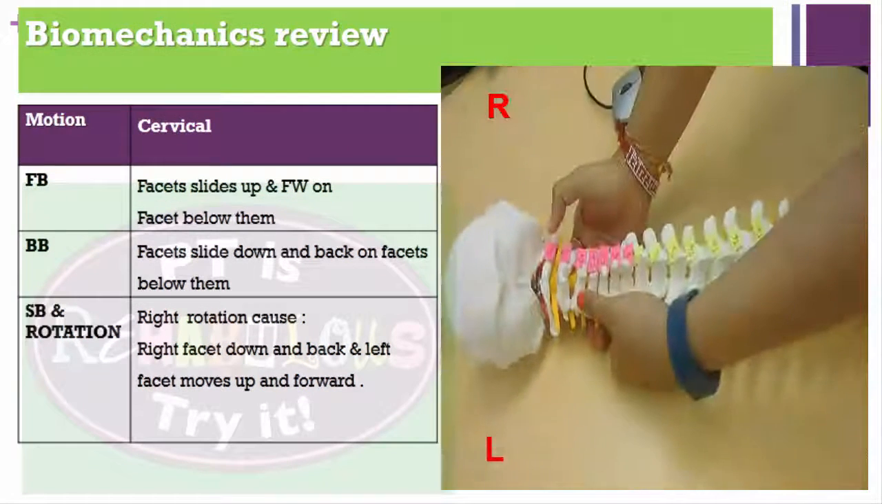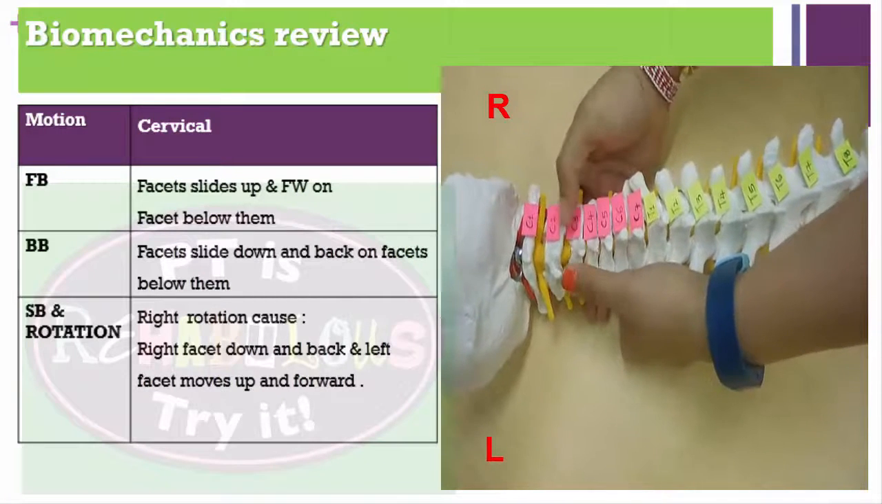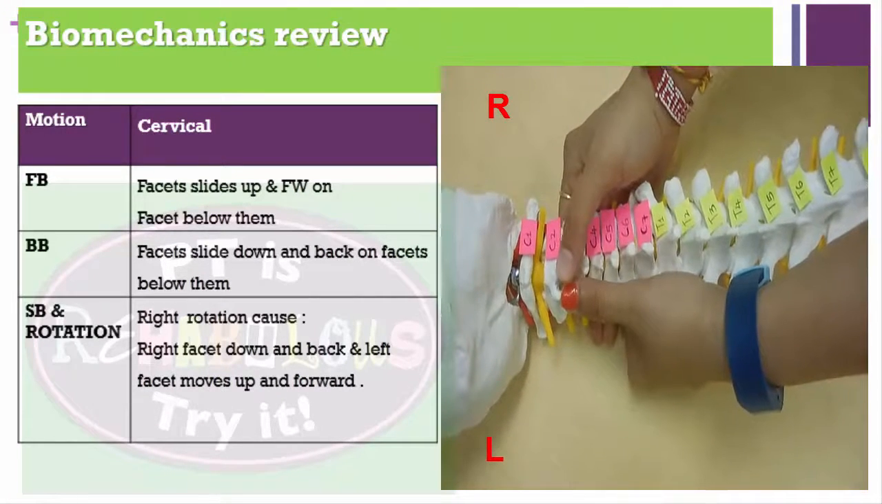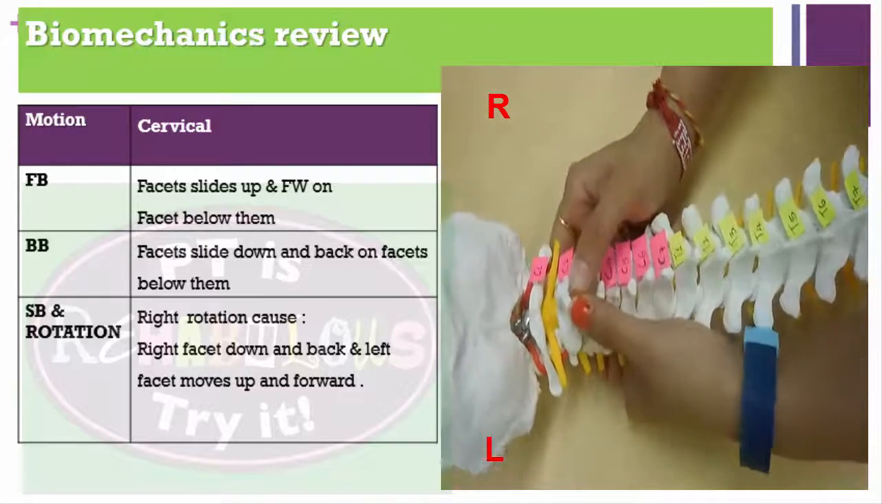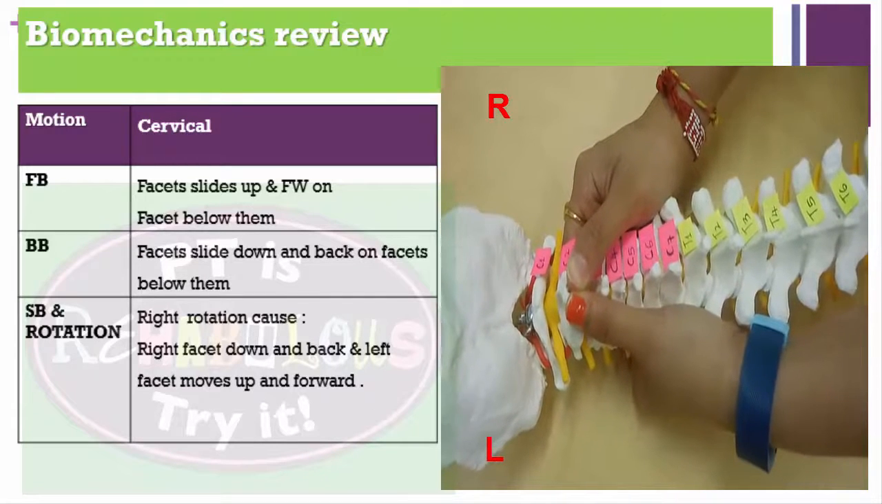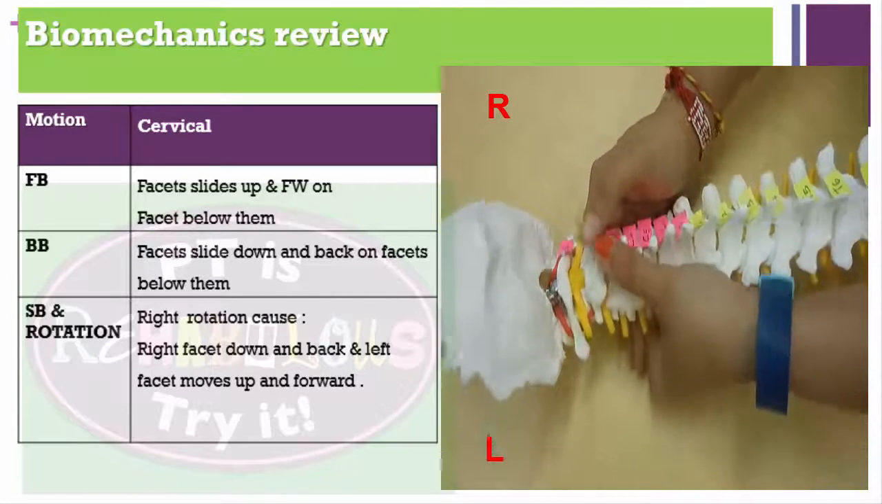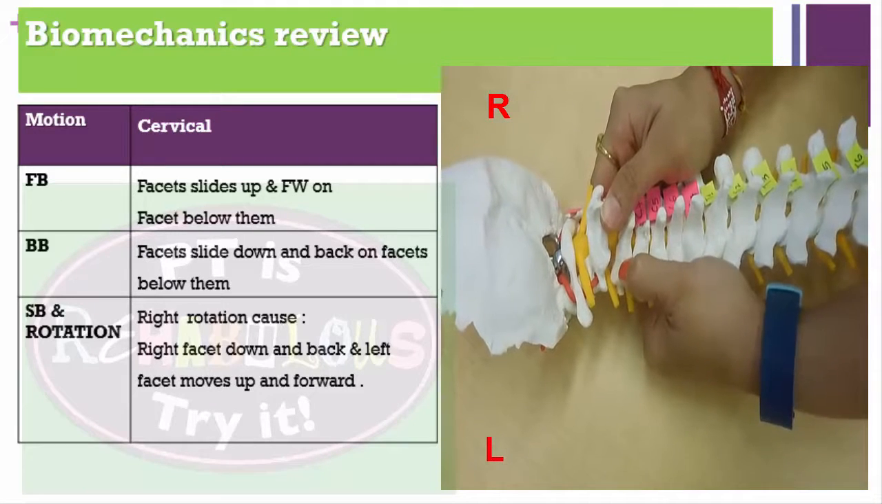You can notice this is the C1 to C7 vertebrae. Forward bending means flexion, so let's do flexion. If we do flexion of your cervical spine, this is your facet, here is your facet joint. See, this is very clear.